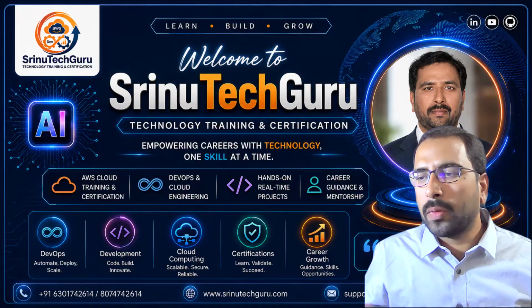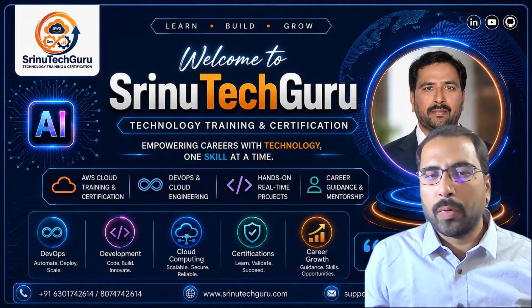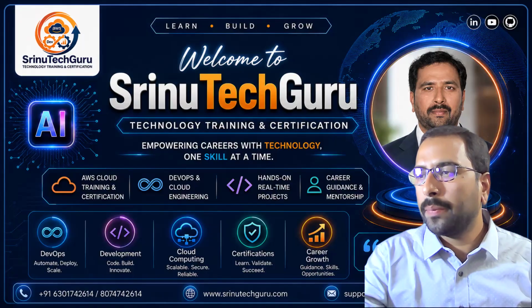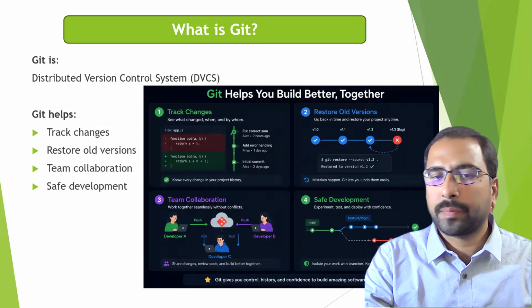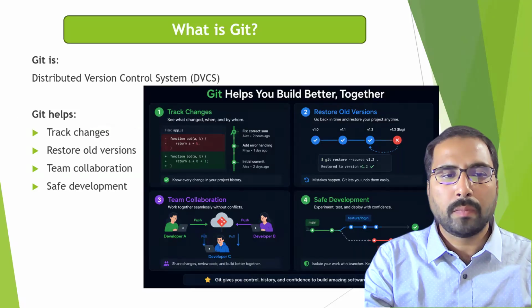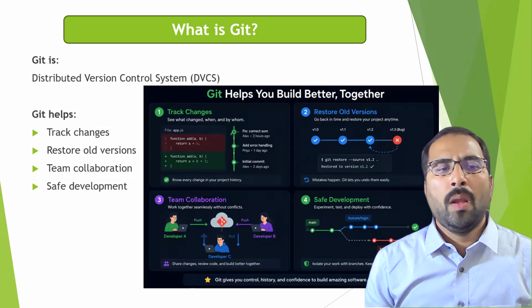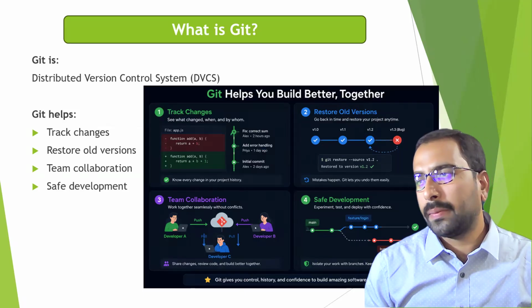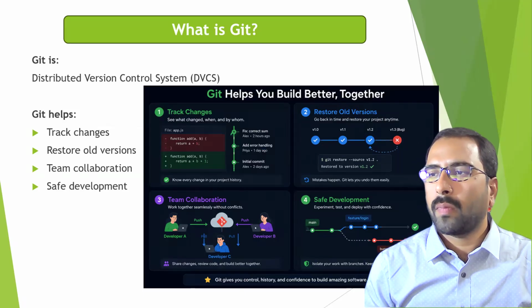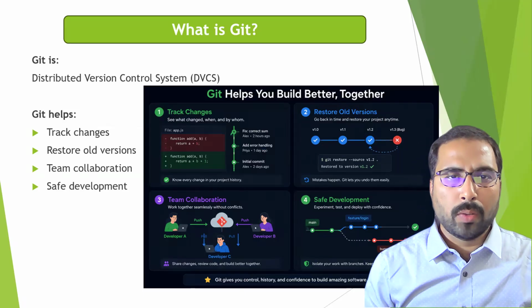Today we are going to discuss Git and GitHub. Introduction to Git and GitHub. Now let us understand the most important concept. What exactly is Git? Git is a distributed version control system.